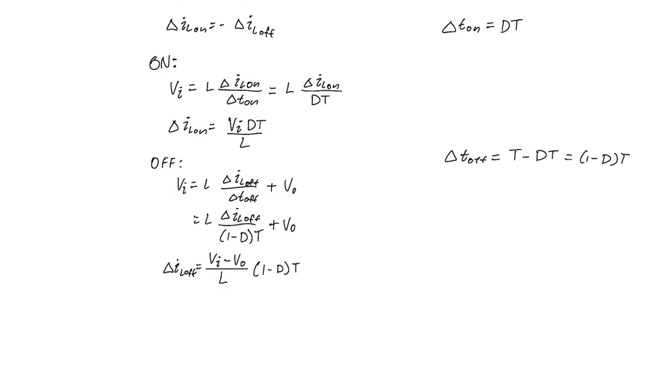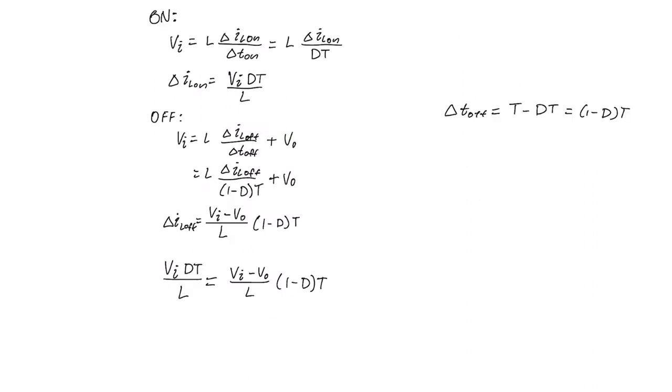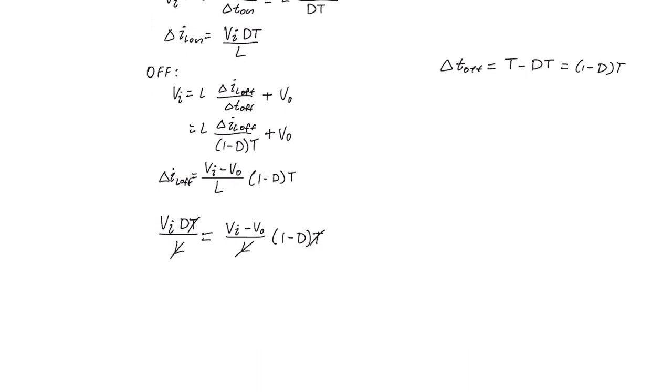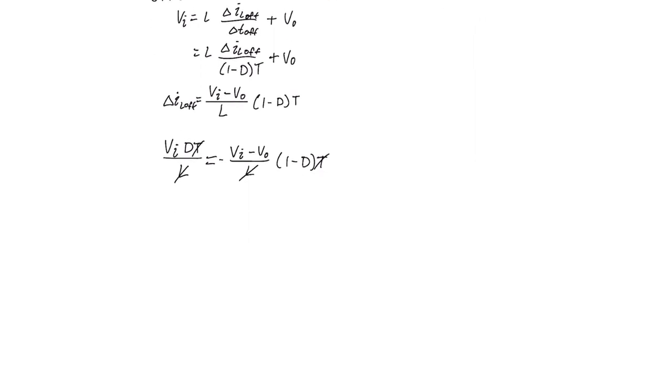So let's start with the I on, which is now VI multiplied by dT over L is equal to minus VI minus VO over L multiplied by 1 minus d multiplied by T. So now the T goes with the T and the L goes with the L. Okay, so I forgot the minus here, which makes more sense.